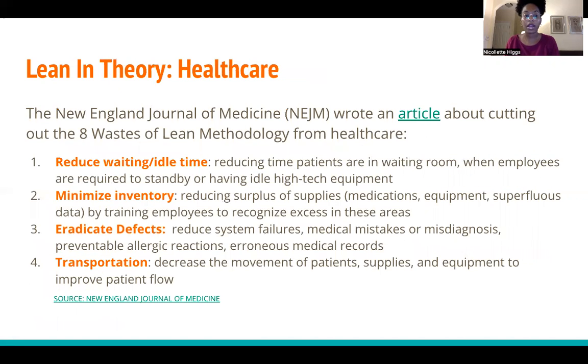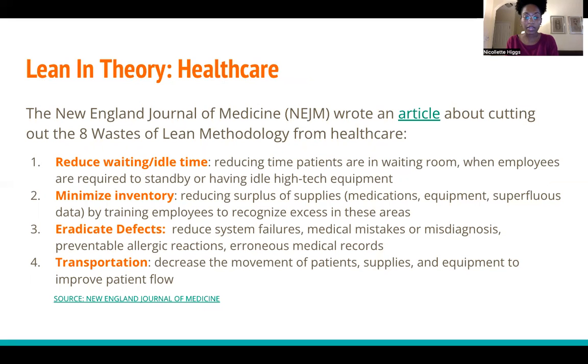So lean in theory, the New England Journal of Medicine wrote an article about how healthcare could actually use the 8 wastes of lean methodology to improve workflows in the healthcare system. So number one, the first waste in the lean methodology is to prevent idle time. So this would be reducing the time the patients spend in the waiting room, stopping employees from milling about or being on standby, or having idle high-tech equipment running.